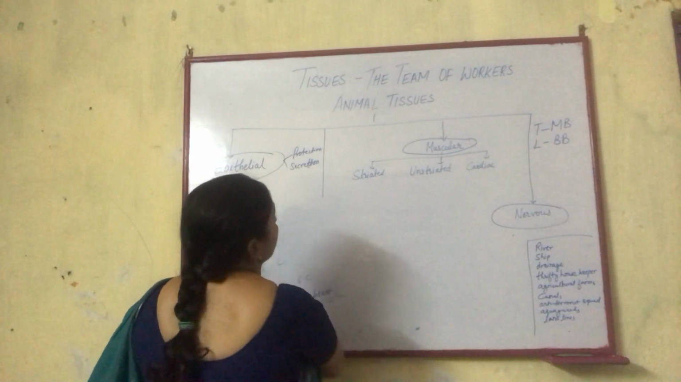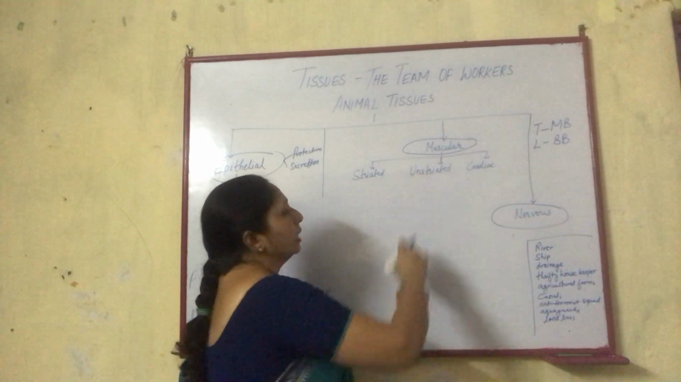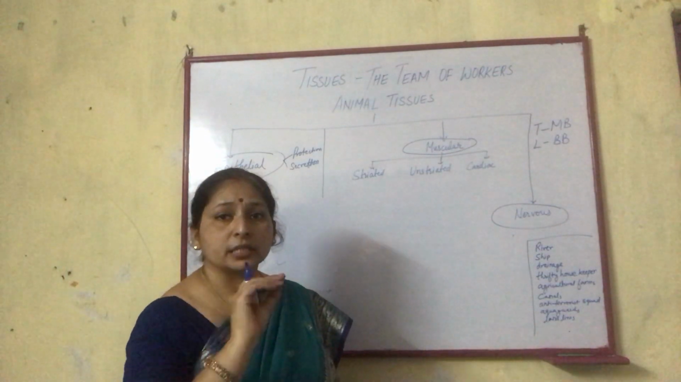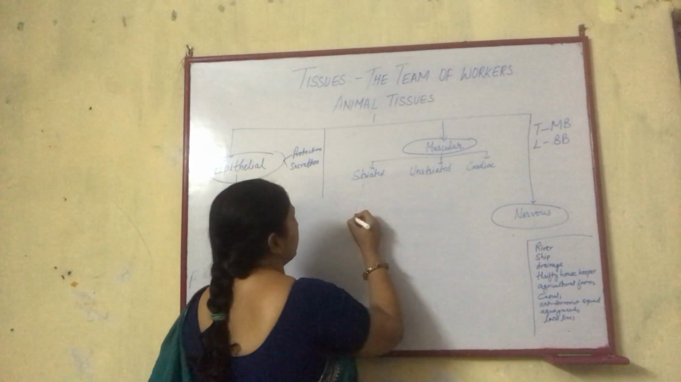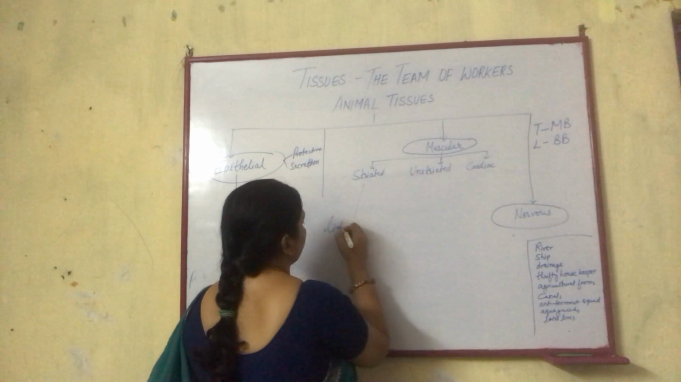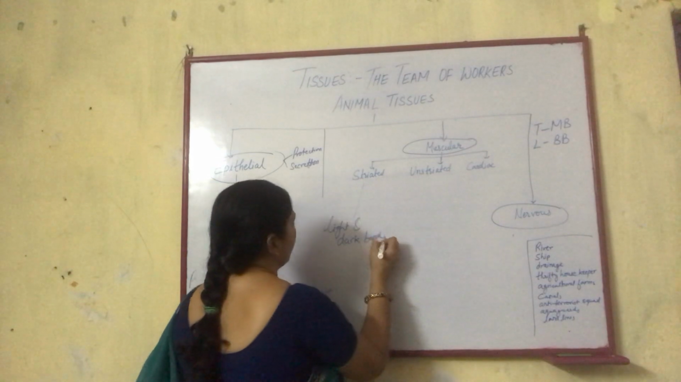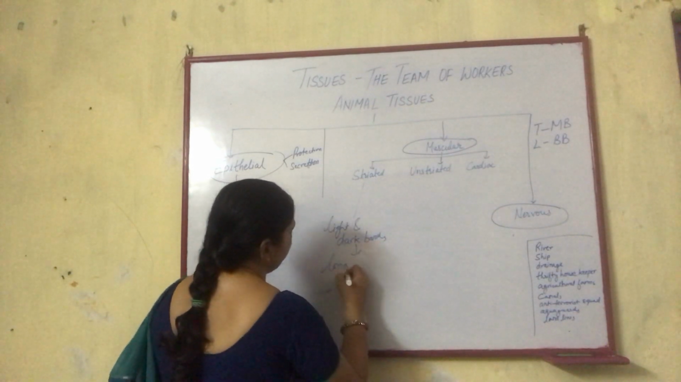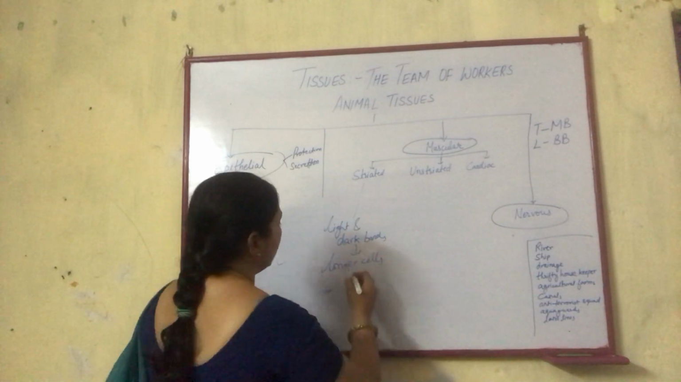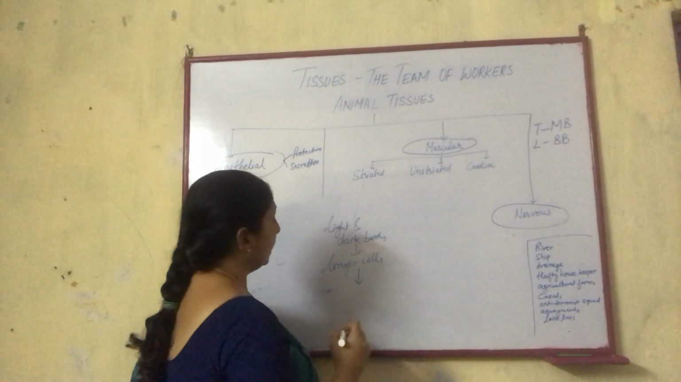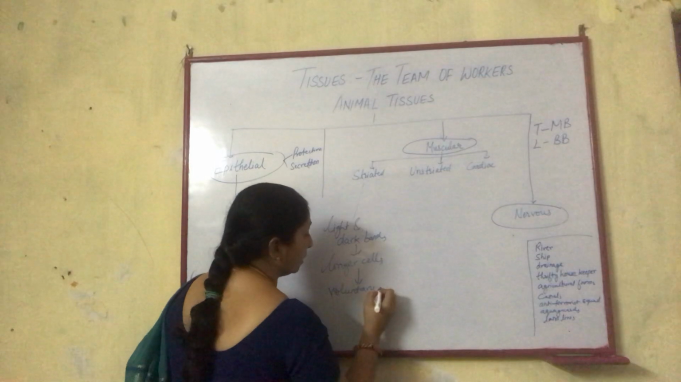Next is muscular tissue. Muscular tissue is of three types: striated, unstriated, and cardiac. Striated means striped appearance, band-like appearance. It has light and dark bands, longer cells with light and dark bands, and striated cells are voluntary cells. Voluntary means they are in our control.